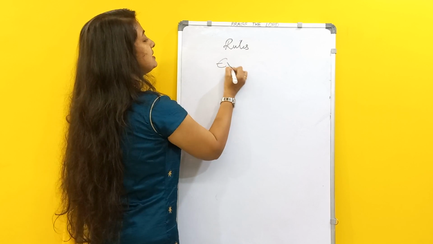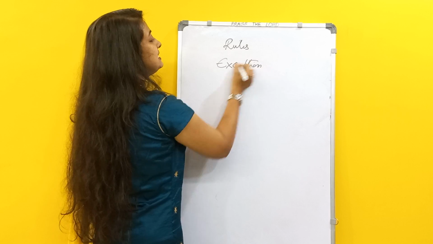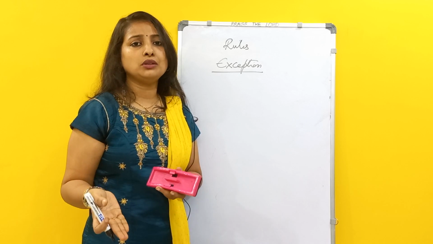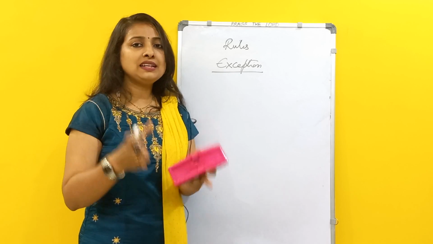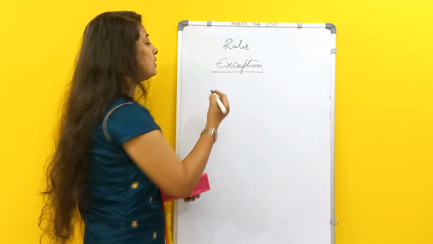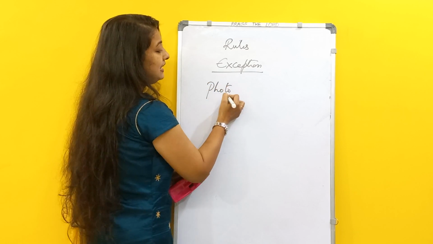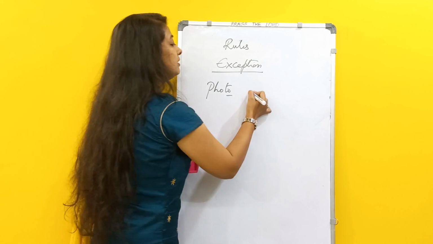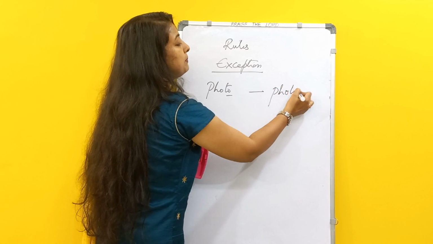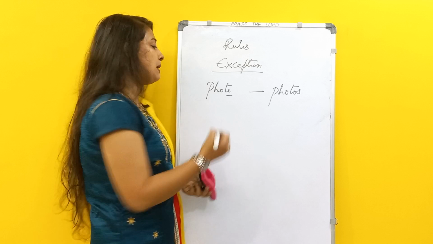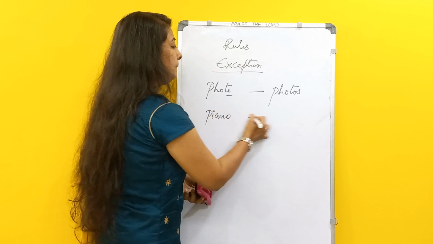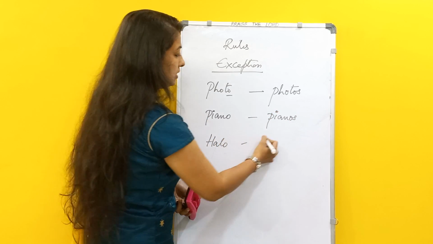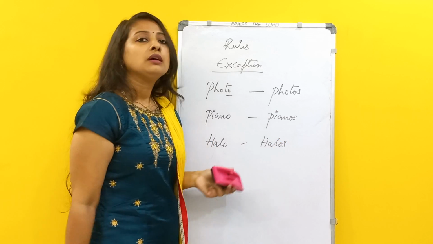What is an exception? An exception is something which does not follow the rule. In most cases, that is the rule, but in some cases, it won't follow the rule. Like photo, it ends with an O, but it will not follow the rule. It becomes plural by simply adding S: photos. Like piano, pianos. Halo, halos. These are all exceptions.